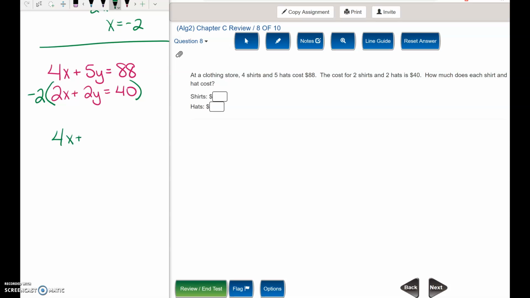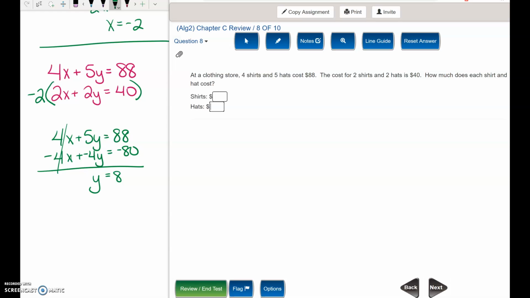So my original top equation, my new bottom equation is -4x plus -4y equals -80. We end up with y equals 8. Well, that was easy to solve that one. So my hats are $8.